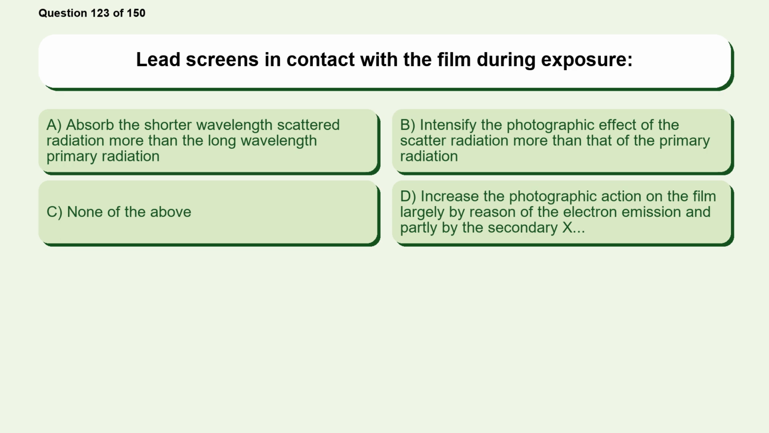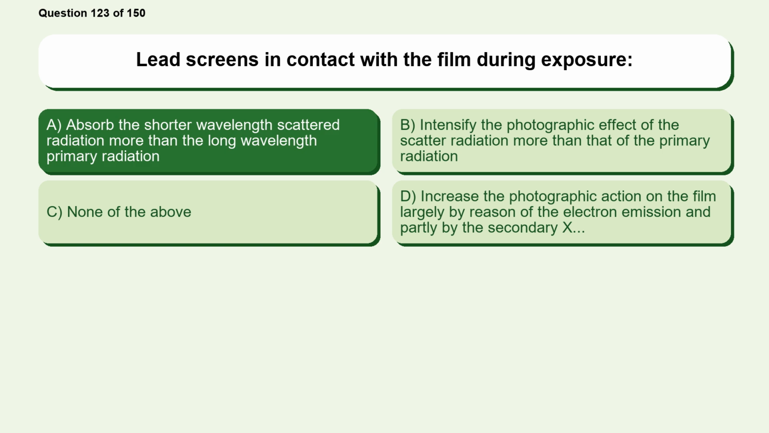Question 123. Lead screens in contact with the film during exposure: Option A. Absorb the shorter wavelength scattered radiation more than the long wavelength primary radiation. Option B. Intensify the photographic effect of the scatter radiation more than that of the primary radiation. Option C. None of the above. Option D. Increase the photographic action on the film largely by reason of the electron emission and partly by the secondary X-rays. The correct answer is Option A. Absorb the shorter wavelength scattered radiation more than the long wavelength primary radiation.